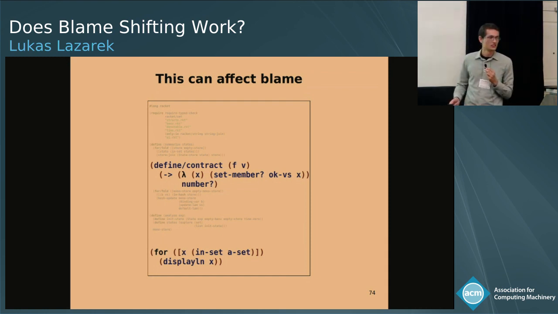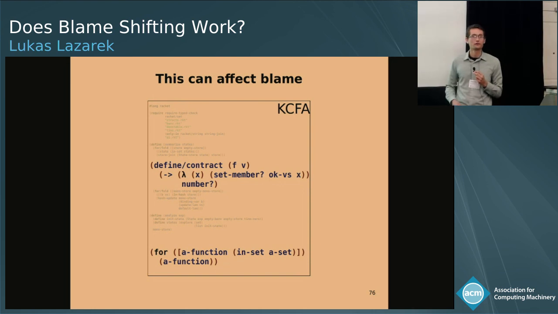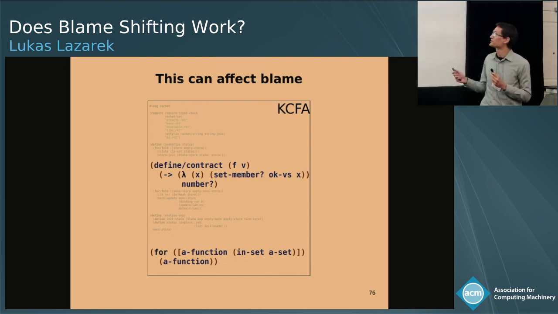So to see that, suppose that our set, instead of containing flat values, contains functions. And suppose that these functions are going to trigger contract violations when they're applied. And they're going to be different contract violations with different blame. Now when we add our contract to f, completely unrelated to these functions, we're going to change the order of iteration, changing the contract violation we see, and changing the blame we get. So we've shifted the blame just by changing this unrelated contract. And in fact, this is how we found this problem in one of our programs, the KCFA program.